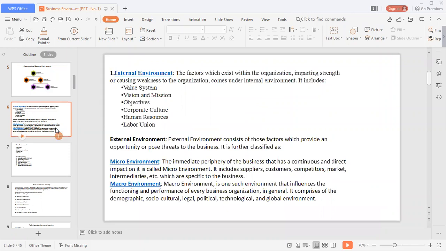Internal environment is comprised of the factors which are internal to the business organizations. Well, these factors predominantly determine the strengths or the weaknesses of the business. Usually the internal environment of a business is within the control of the business organization. Some of the internal factors which pertain to internal environment are: number one is vision and mission statement.